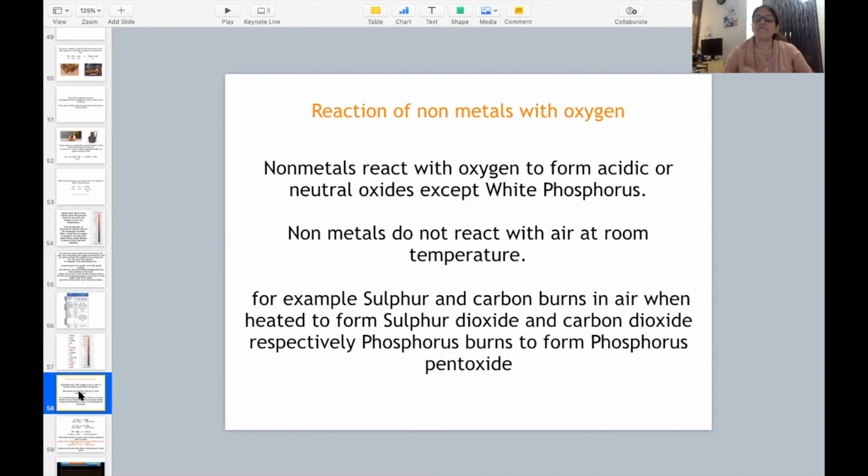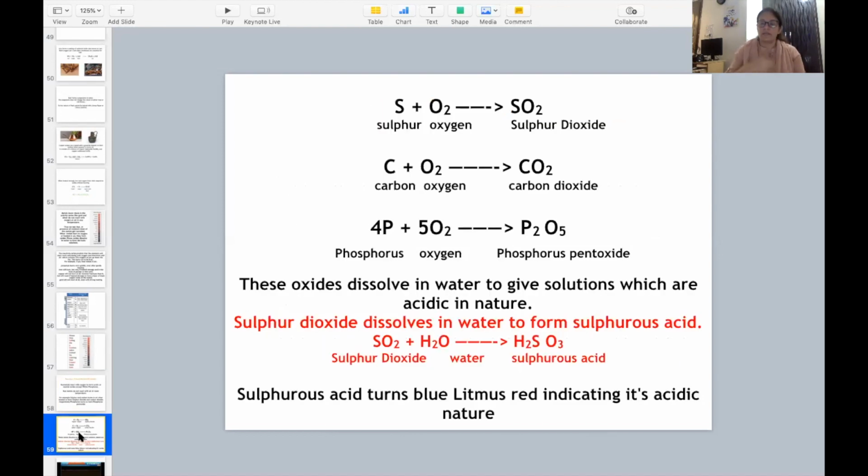For example, sulfur and carbon burn in air when heated. When you heat sulfur and carbon, they react with air. What do they form? Sulfur dioxide and carbon dioxide. Clear? Phosphorus burns with air to form phosphorus pentoxide. Let us elaborate more. Sulfur, when it reacts with oxygen, forms sulfur dioxide. Carbon, when it reacts with oxygen, forms carbon dioxide. Phosphorus, when it reacts with oxygen, forms phosphorus pentoxide.